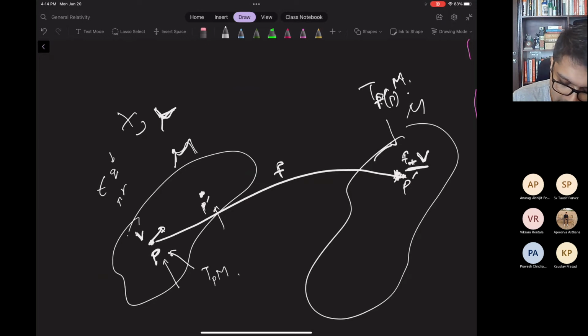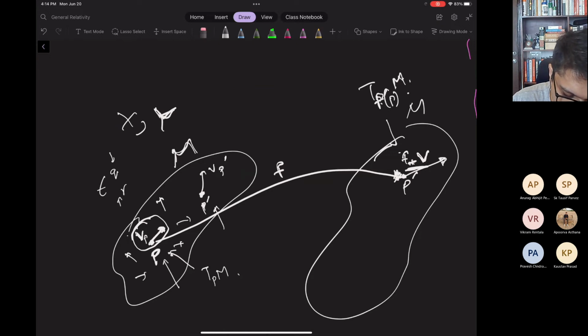Note that this new vector that I get by pushing forward is not the same as if I had a smooth vector field V. Then there would have been a V at P, and a V at P prime, and there would have been vectors V everywhere on this manifold.